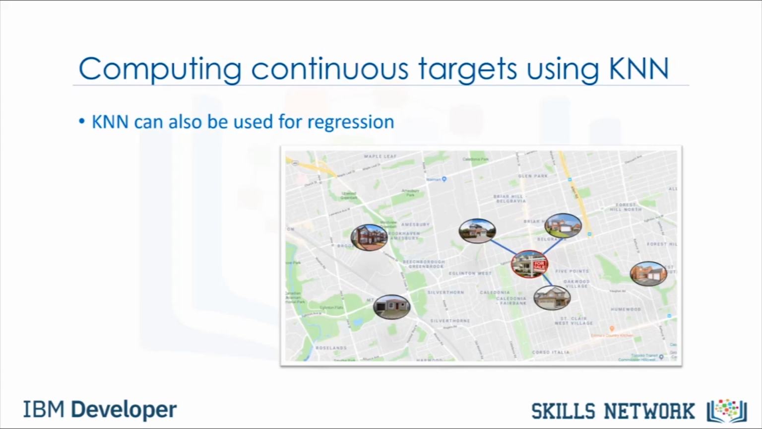You can easily find the 3 nearest neighbor houses, of course, not only based on distance, but also based on all the attributes, and then predict the price of the house as the median of neighbors. This concludes this video. Thanks for watching.